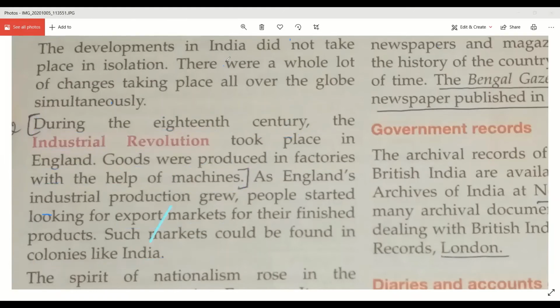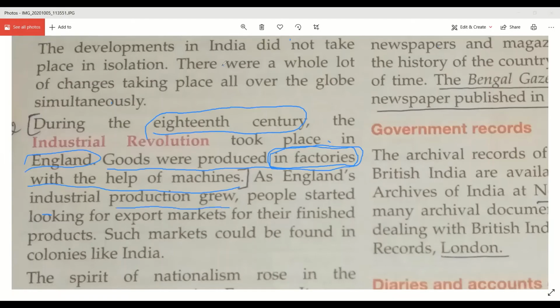Now, once again, what is the industrial revolution? The industrial revolution is when goods were produced in factories. Where were they produced? Do not forget this word: factories, with the help of machines. Where did this start? It started in England. When did this start? During the 18th century. Now, because of the industrial revolution, what did they want? There was more production. Because production grew, they wanted export markets. And where did they find their export markets? They found them in colonies like India.